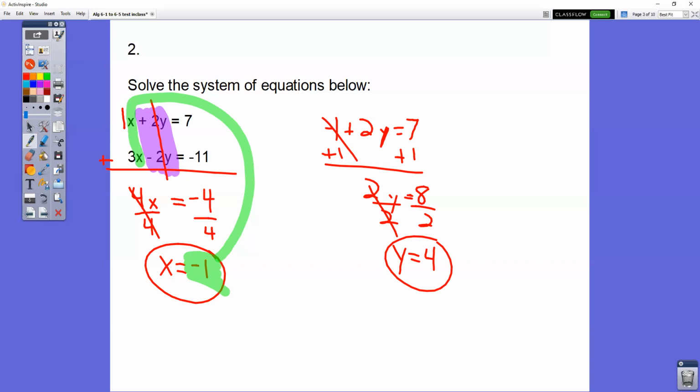Again, in this one, you could have rearranged it for y equals. You could have multiplied this top equation and made opposites with your x's, but why bother? You already had opposites with your y's. So since you had opposites, you could just add going down and those would cancel out. Questions on number 2?